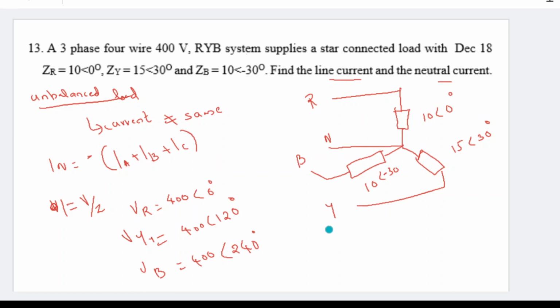So let me summarize. If you were given ZR, ZY and ZB, in order to find IR, you take V angle 0 degree by ZR, for IY it is V angle 120 degree by ZY, and for IB it is V angle 240 degree divided by ZB. To find the neutral current, you just have to find the vector sum. Why this minus? If all these currents are entering, then this current will be leaving. That is why I have put this minus. I hope you understood that.